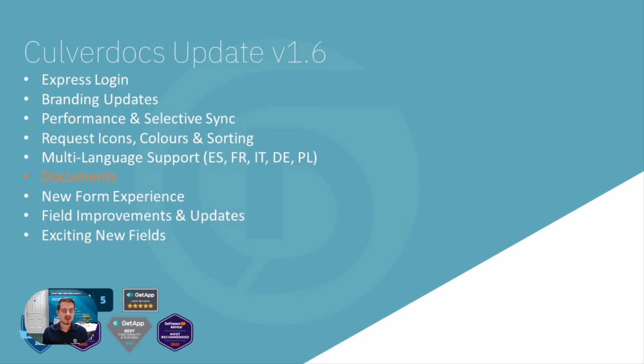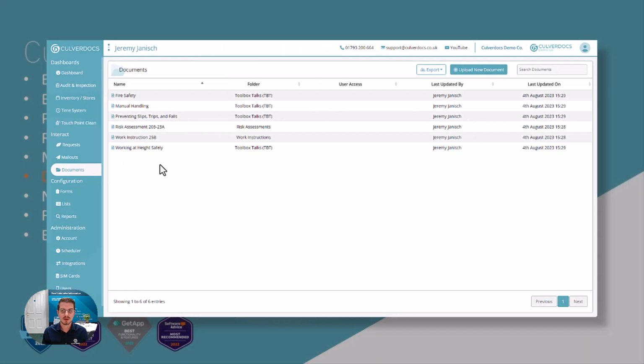To get started with this, on the left-hand side, near navigation, you'll find a new documents option. This will show you all of the documents you have uploaded. In our account here we have a selection of TBTs, risk assessments, work instructions, but it can contain any type of document that you want to be able to send to your users to view.